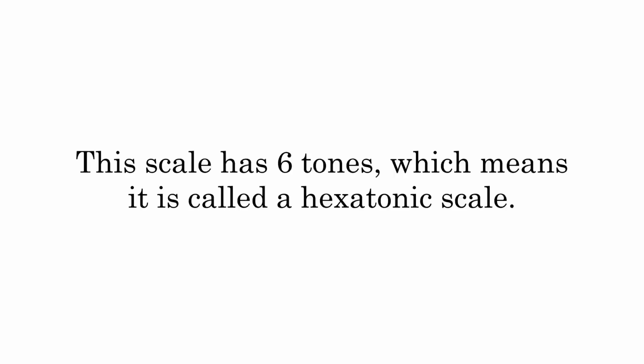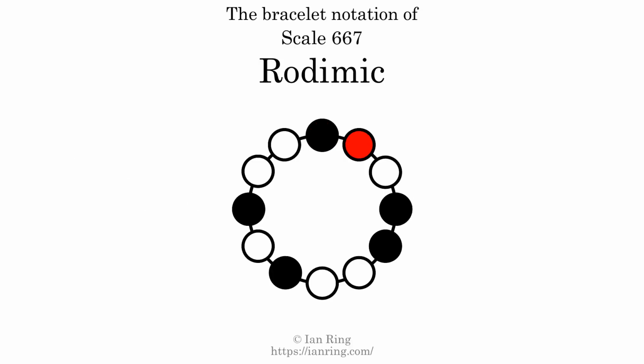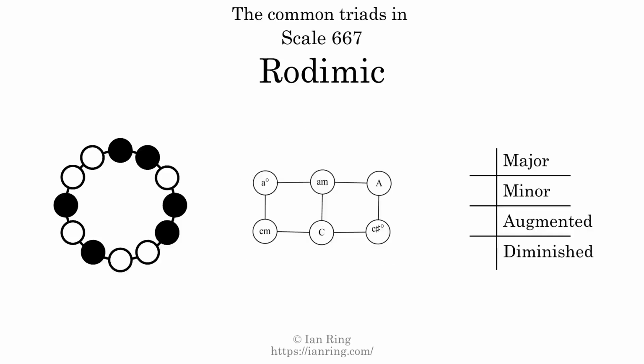This scale has 6 tones, which means it is called a hexatonic scale. Here are the common triads present in this scale. The diagram in the center is a graph showing possibilities for parsimonious voice leading between the triads.